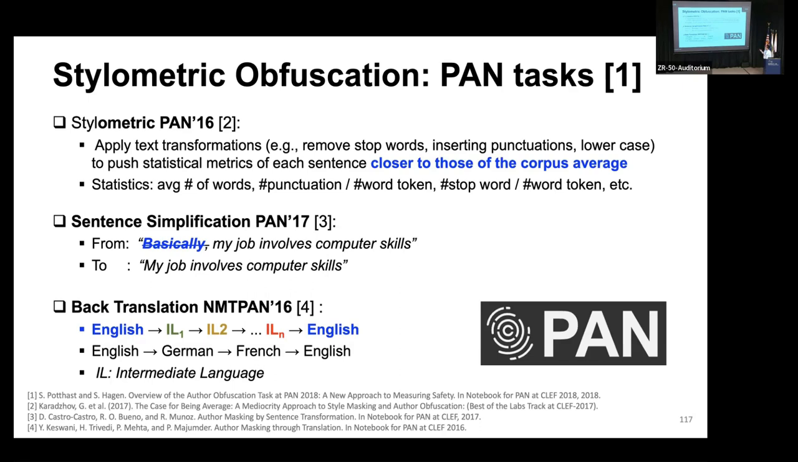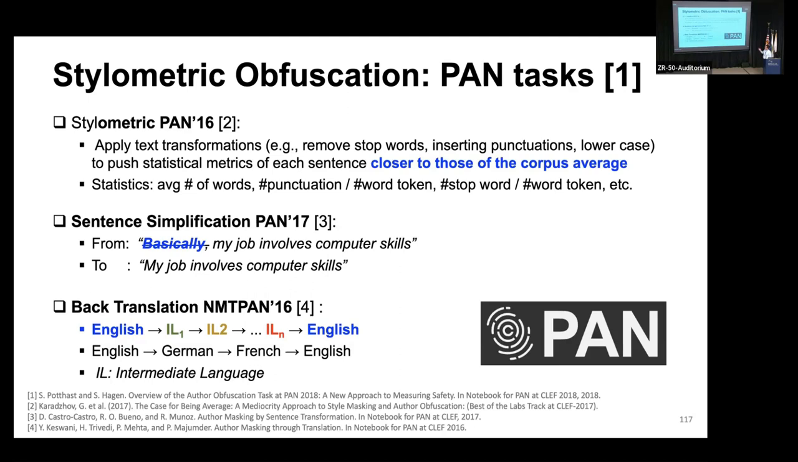The next technique they use is sentence simplification. So for example, from a sentence, "basically my job involves computer skills," they can simplify the sentence by removing the word "basically" and come up with the sentence, "my job involves computer skills." And these techniques, although very simple, preserve the semantic meanings. And this also can be applicable for authorship obfuscation as well.